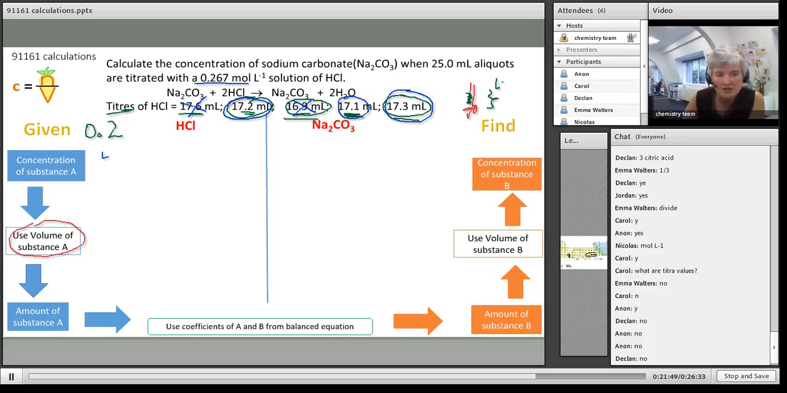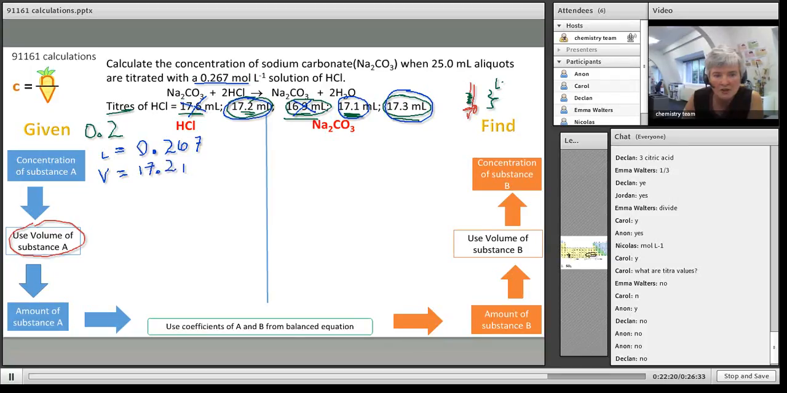So my concentration of HCl is going to be 0.267, and I'm not going to write the units down, and I should, it's just because I want to hurry up a bit. My volume is going to be, now please show how you did this, just in case you made a careless error, because minor errors you can still get, say, merit. So it's 17.2.